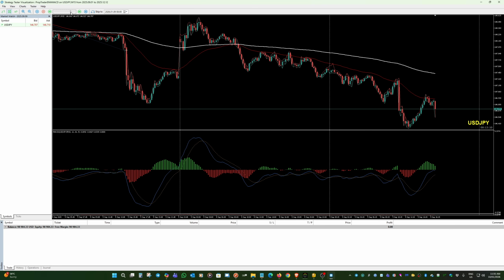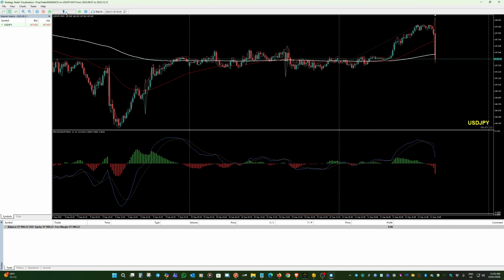Just waiting for our next setup. Got a short signal here, but moving averages are sideways at the moment, so this is not a very good entry point. We're correct by the looks. It did actually cross over here, but we got stopped out.